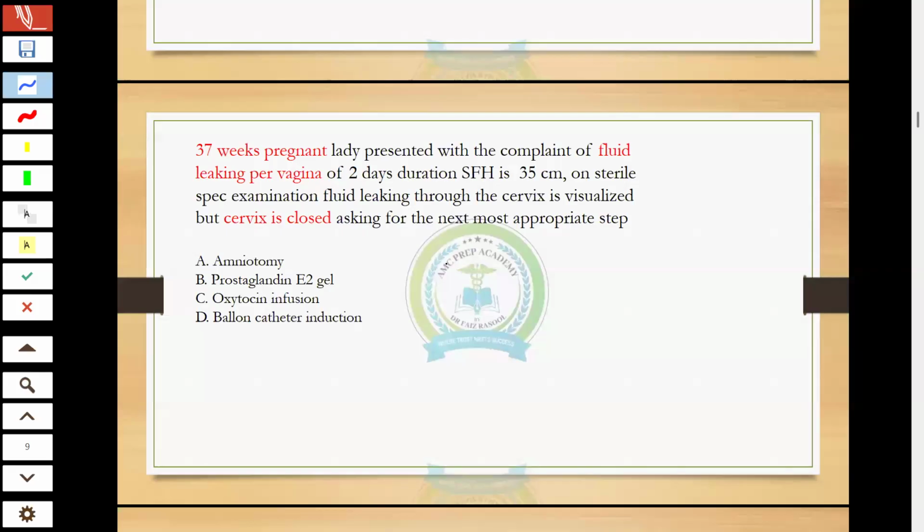Okay, move to the next question. A 37-week pregnant lady presenting with complaints of fluid leaking per vagina of 2 day duration. Fundal height is 35 centimeters. On sterile speculum examination, fluid leaking through the cervix is visualized, but the cervix is closed. Asking for the next most appropriate step. Option A, amniotomy. Option B, prostaglandin E2. Option C, oxytocin. Option D, balloon catheter induction.